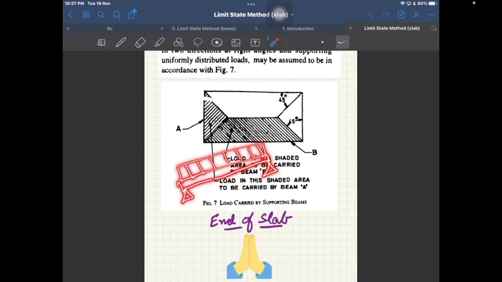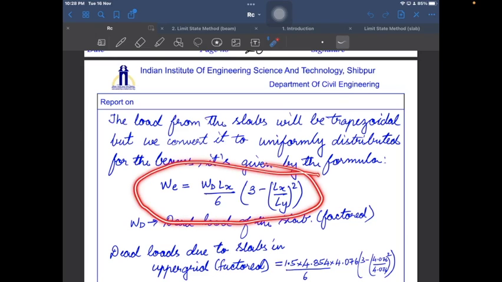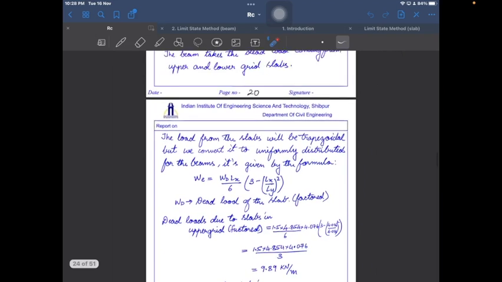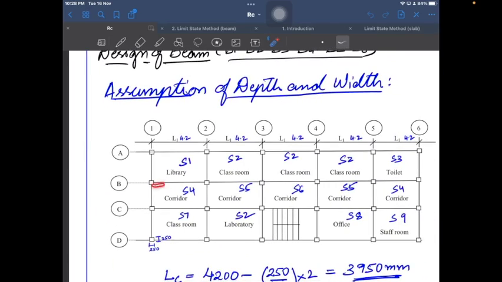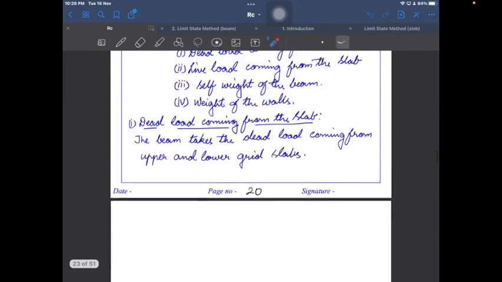And this trapezoidal load, when it is converted to a uniformly distributed load for the beam, that we get this formula. The derivation is there, but we do not need to know the derivation. So we basically convert this trapezoidal loading into this uniform loading using this formula. Our beams are along the longer side, remember. That is the reason why we are taking this formula.